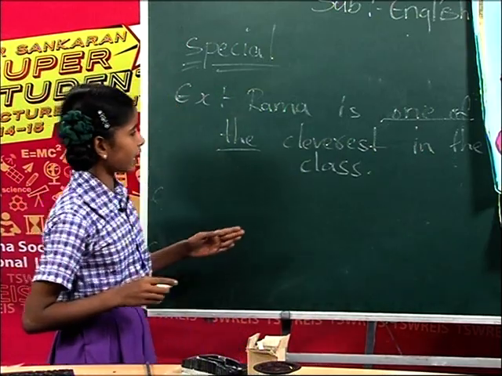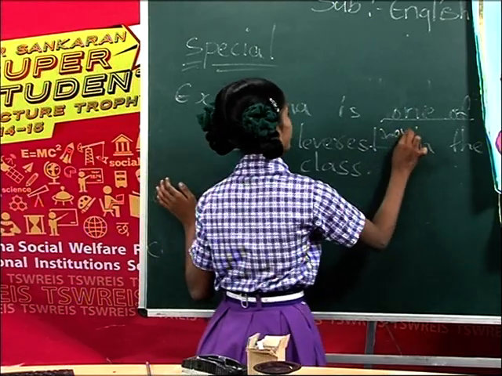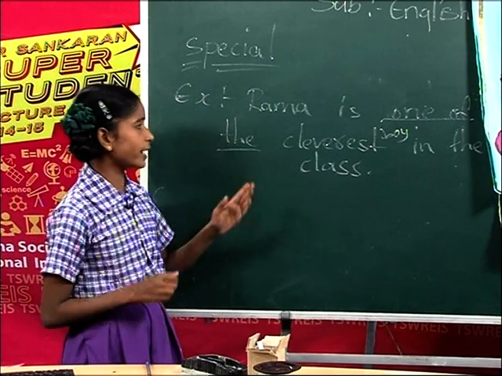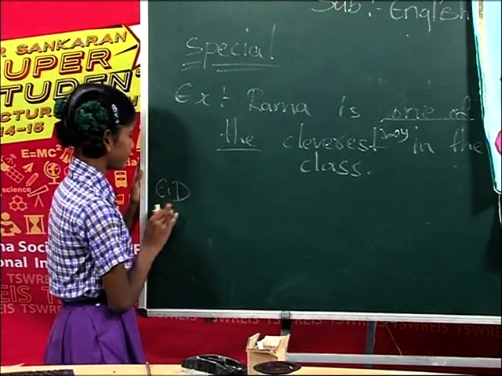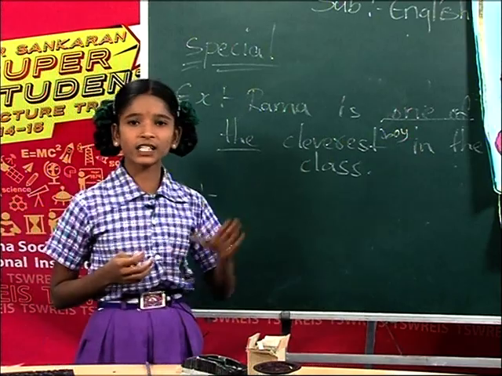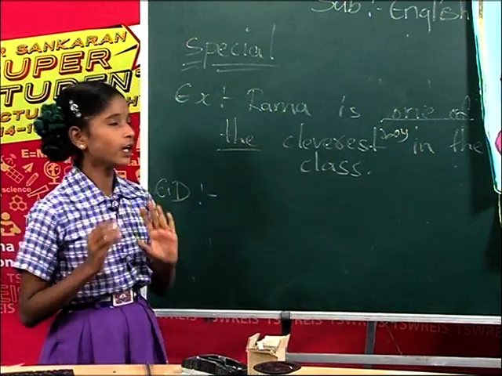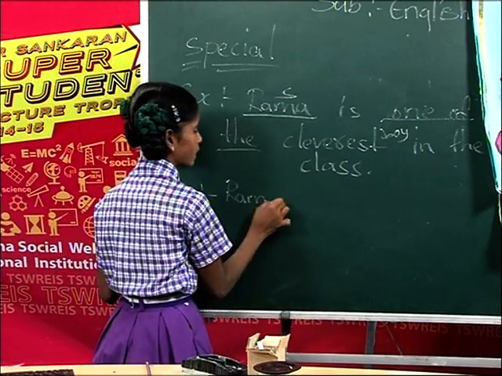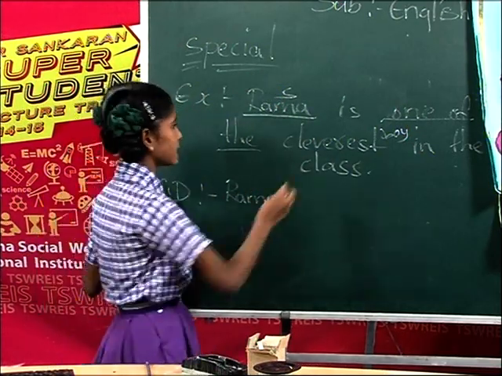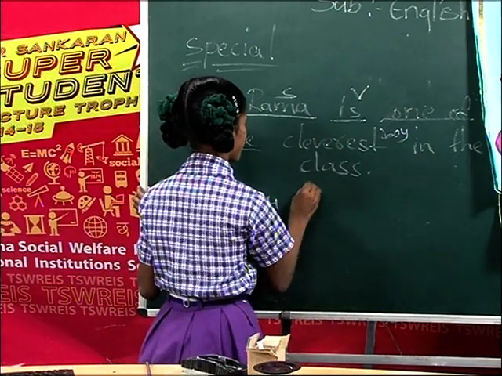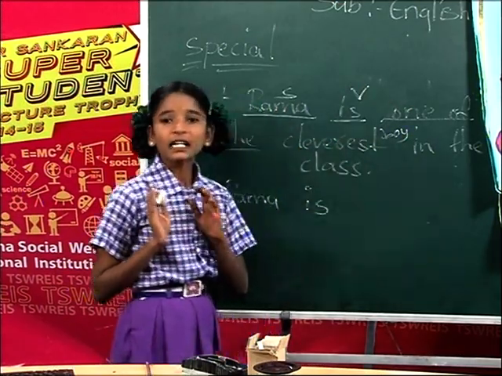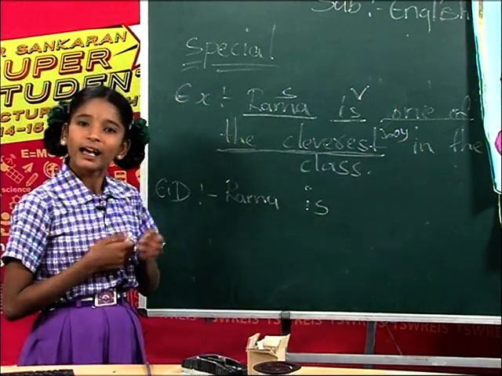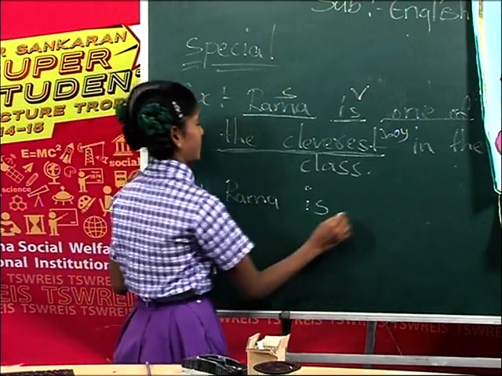Now, see this sentence. Rama is one of the cleverest boys in the class. Now, we are going to change it to comparative degree. Now, while changing from superlative degree to comparative degree, we should start with the subject. This is the subject. And we should add the verb, that is, this is the verb. Now, we should write the comparative form, friends. What is the comparative form for the cleverest? Yes, cleverer than.